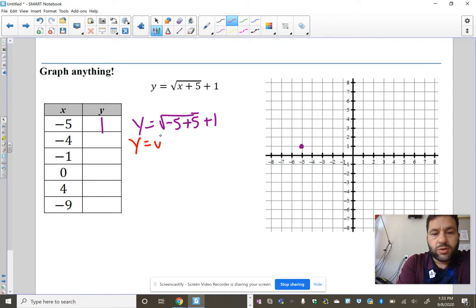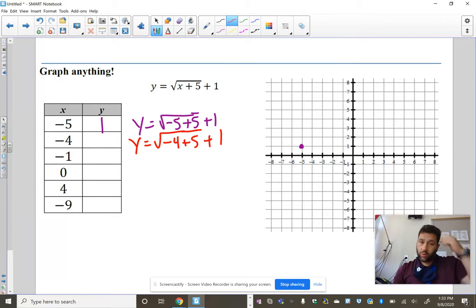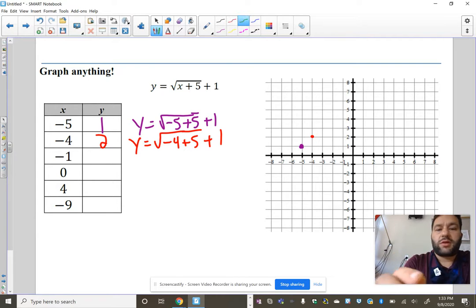Let's see. Y equals the square root of negative 4 plus 5, plus 1. Negative 4 plus 5 is 1. The square root of 1 is 1. Plus 1 is 2. Let's take a look at the next one.